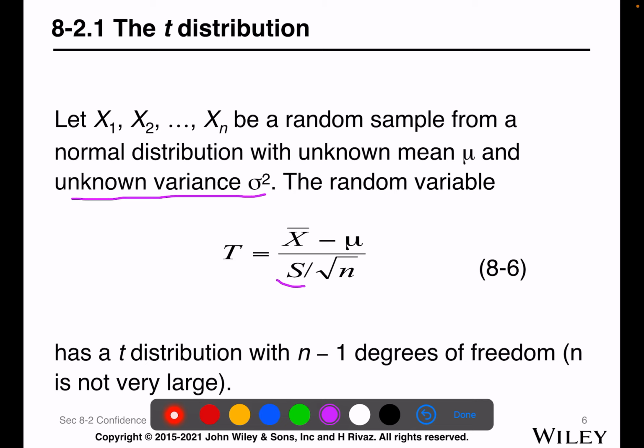So in that case, x bar minus mu divided by S divided by square root of n is a t-distribution, basically follows a t-distribution with n minus 1 degrees of freedom. So degrees of freedom means, how many samples you have.